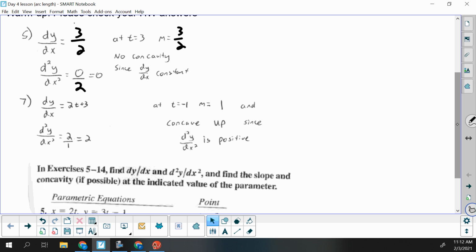For 7, you get 2t plus 3 for dy over dt and 1 for dx over dt. So then your second derivative, the derivative of the 2t plus 3, is 2 over the dx over dt, which was 1, so you get 2. Concave up because the second derivative is always positive. Didn't even have to consider the time. Put in your negative 1 for t, and you get your slope is 1.